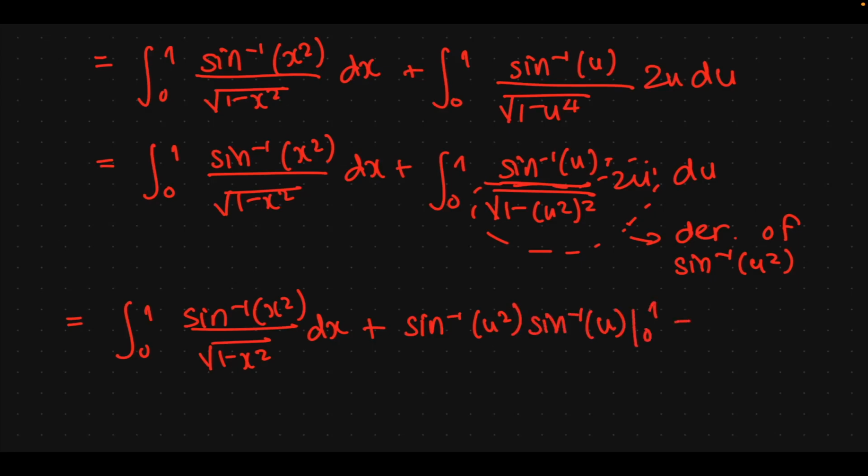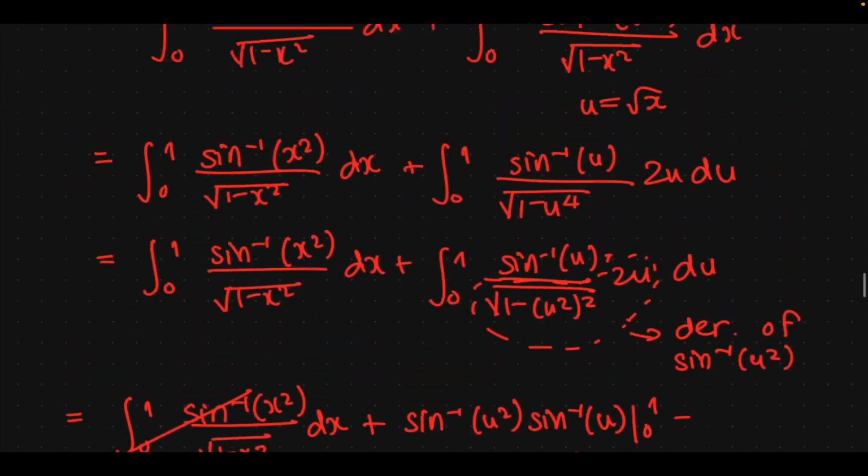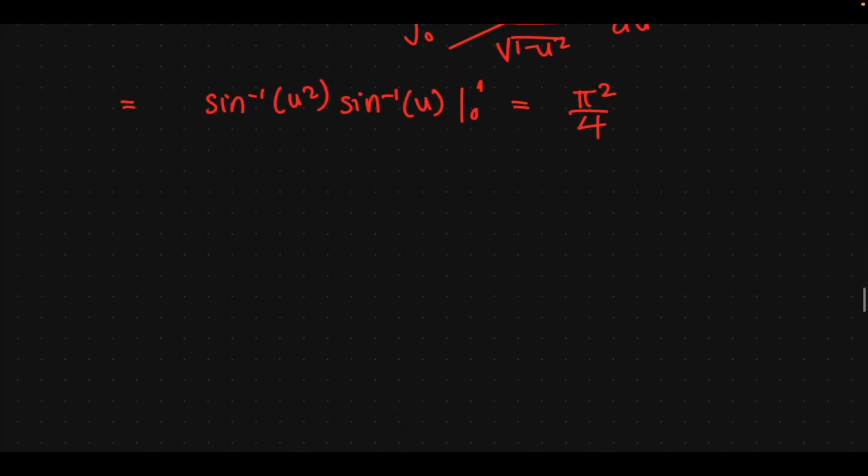from 0 to 1, minus the integration from 0 to 1 of sine inverse of u squared, and the derivative of that is 1 minus u squared du. So you notice that cancels nicely with this. We're just left with sine inverse u squared, sine inverse u from 0 to 1, and both of them give us pi over 2, so we have pi squared over 4. And that's it. That's how we solve 28.